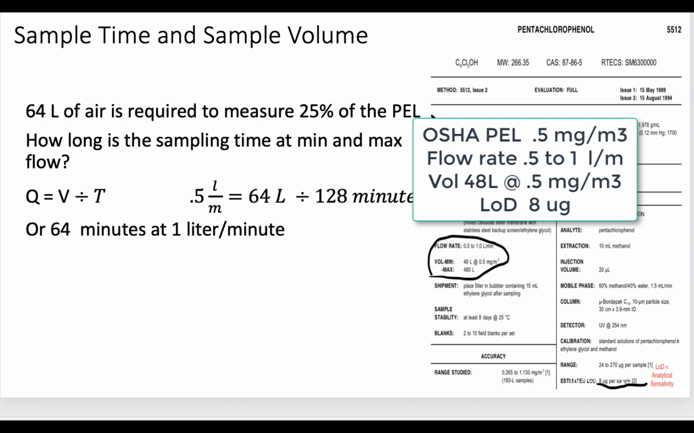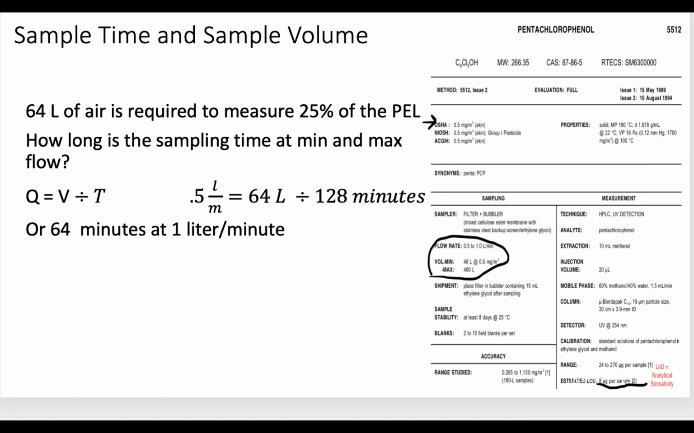So now we can make sure that we run for the appropriate amount of time. We have a flow rate of between 0.5 to 1 liters per minute. If we put it into our formula, you can see that if you ran your pump for 64 minutes, you'd pull 64 liters of air at 1 liter a minute. And if you ran your pump for 128 minutes, then you would pull 64 liters of air at 0.5 liters per minute.